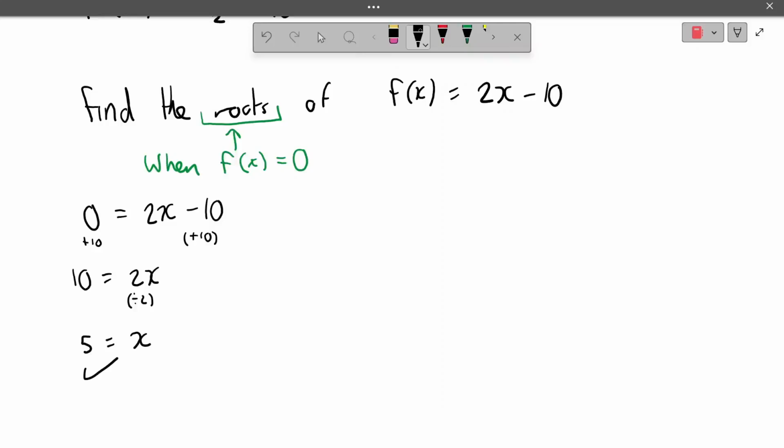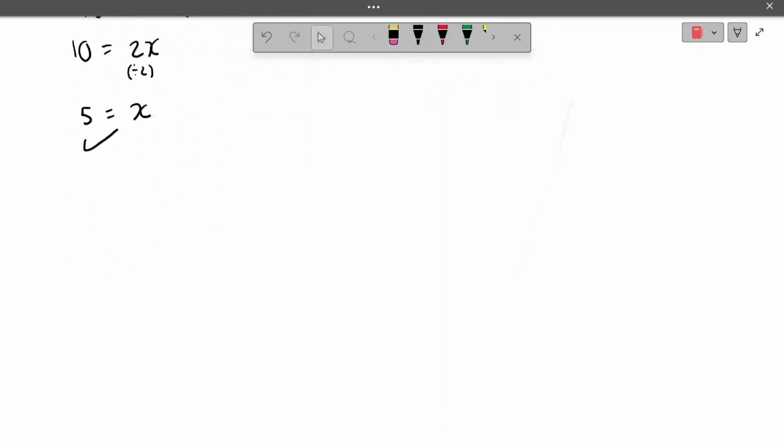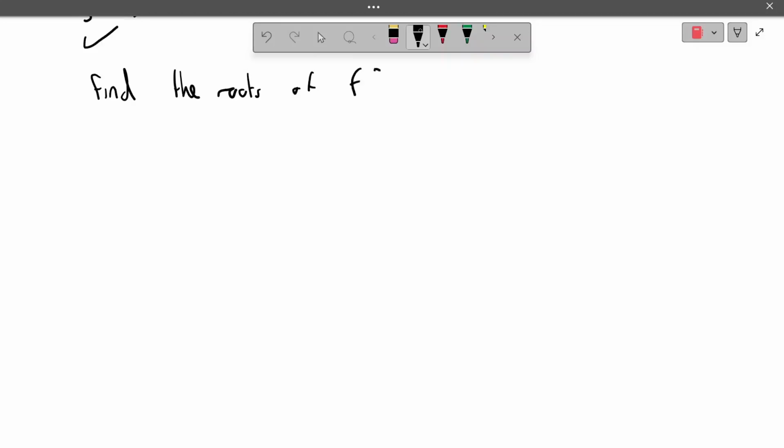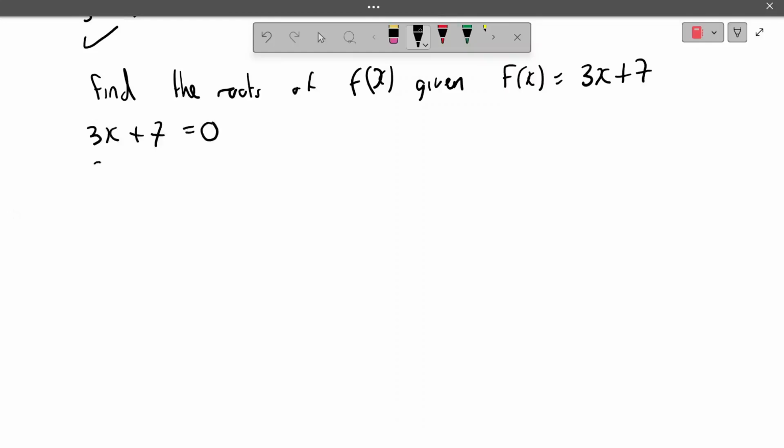So a very simple thing is actually, when does it equal 0? Here, find the roots of f of x given f of x equals 3x plus 7. So what you do is go 3x plus 7 equals 0. 3x equals minus 7, because you just take away the 7. And then x equals minus 7 over 3. Boom, that's it. Very simple.